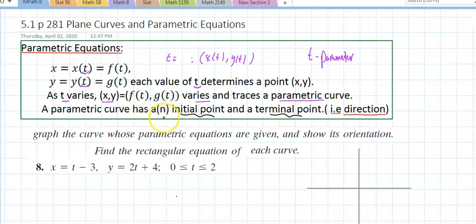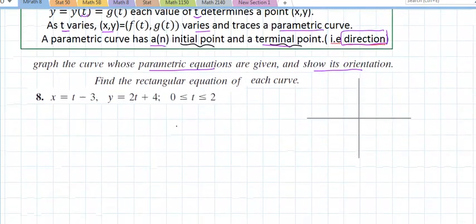A parametric curve has an initial point and a terminal point, meaning there's direction. If I say sketch the curve of a parametric equation, you must show direction, even if it doesn't ask for it. You must show direction, no exceptions.